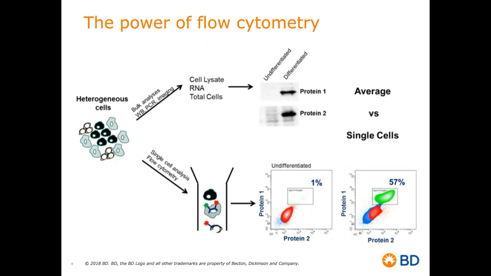If you look at the bottom part of the cartoon, now the same sample, if it's dissociated and we create a single cell suspension that we run through the flow cytometer, every single cell will be interrogated for the expression of each protein. And now we can appreciate that as compared to the undifferentiated samples, a discrete percentage, in this case 57% of the cells, express both proteins. So it really tells us in a quantitative way how many cells have responded to a stimulation.